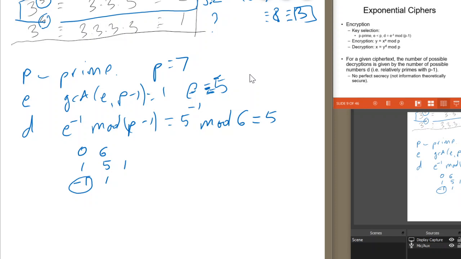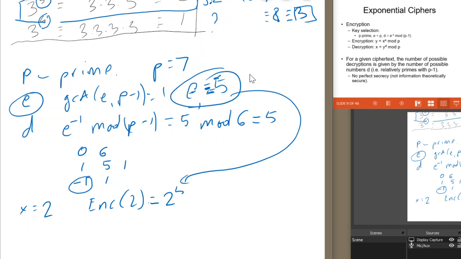So to encrypt any message, let's say x equals 2, we are going to encrypt it by raising it at power exponent, which is 5, getting 32, which mod 7 is congruent with 4. It's 28 plus 4 mod 7.